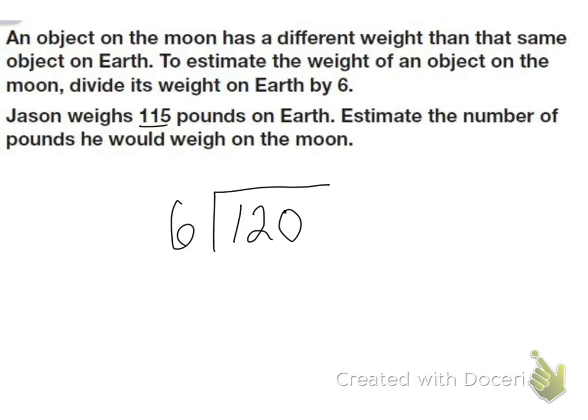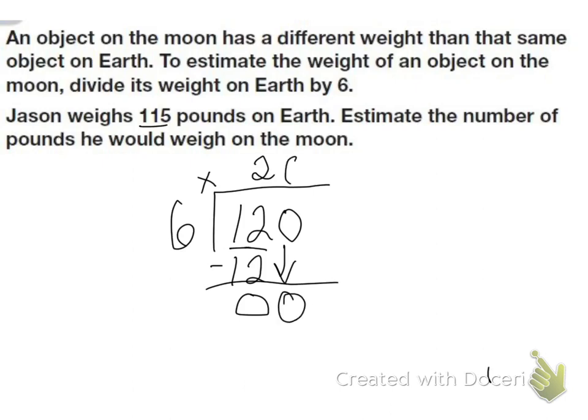So 6 can't go into 1, so we go 6 into 12. 12 divided by 6 is 2. 6 times 2 is 12. Subtract, and I get a 0, and I bring down the next 0. 6 can go into 0 only 0 times, and then 6 times 0 is 0, and we subtract, and I end up with 0. So my answer is that he weighs about 20 pounds on the moon. LBS is the abbreviation for pounds, just by the way.